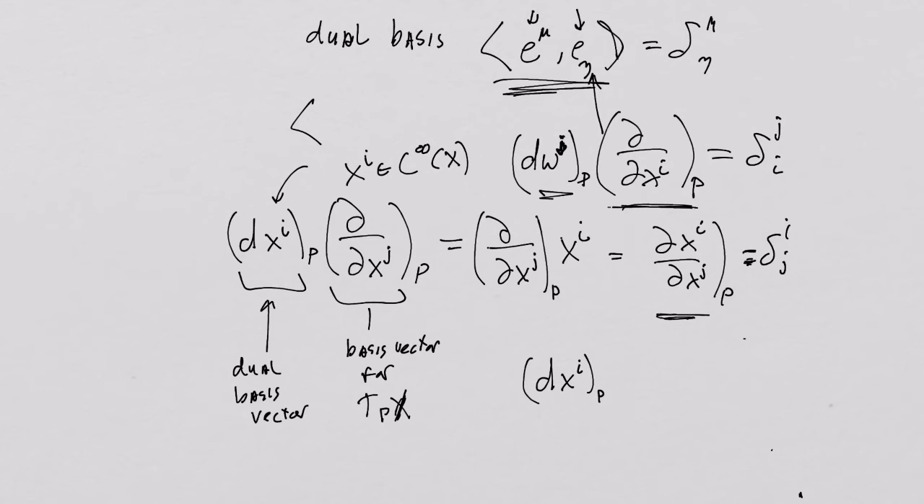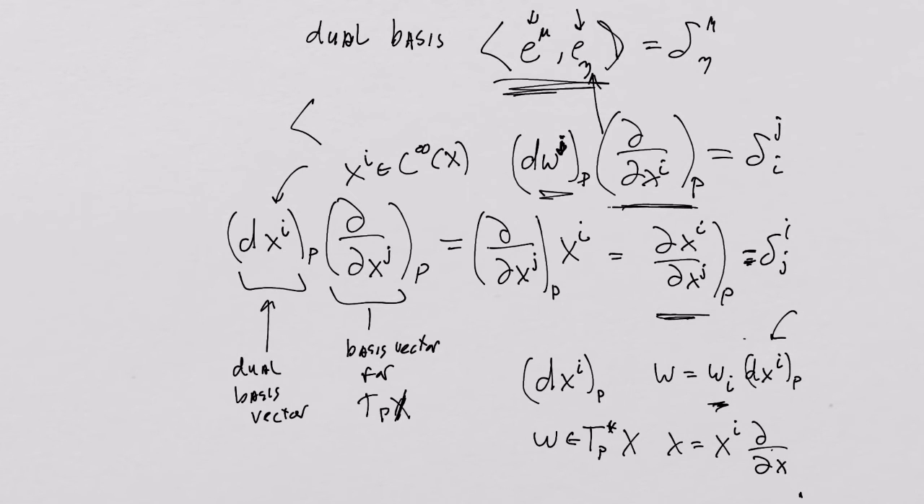And once we have that, any element of the dual space, any element of the cotangent space at p, can be written omega equals omega i dxi at p, where that's the component, a real number, and that's the basis. And so now we have a way of writing the dual vectors, and we have a way of writing the vectors: xi ∂/∂xi at p.